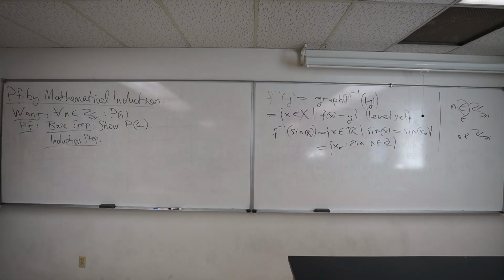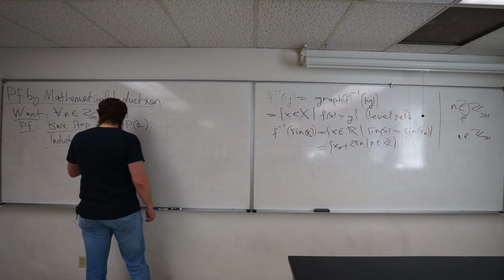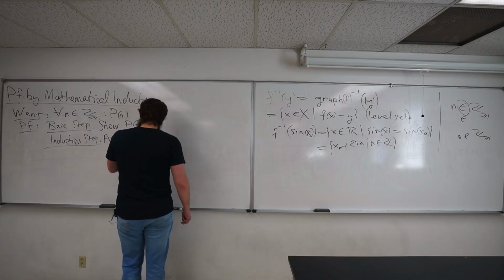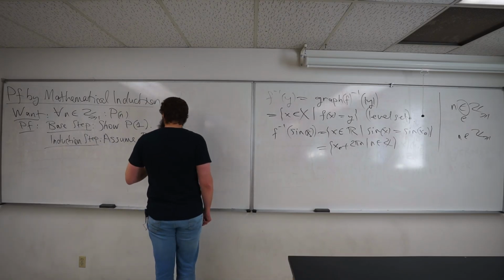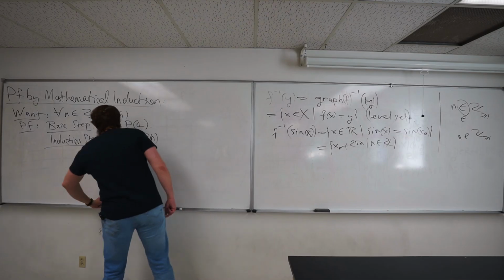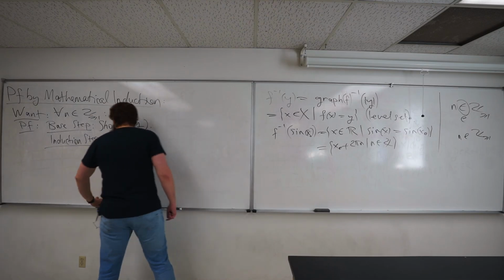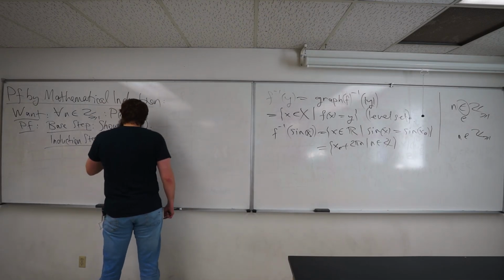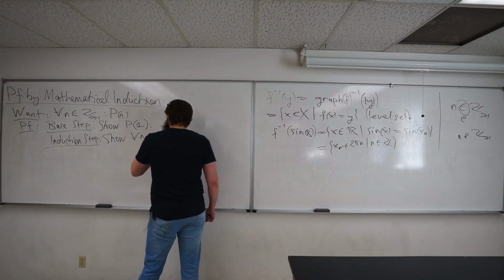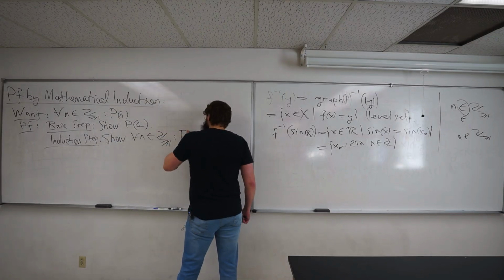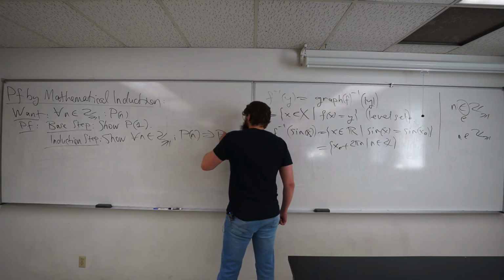Now you assume for some arbitrary n, P of n is correct. Assuming this, you then show that the statement P also holds for the next integer, P of n plus 1. So assume P of n, well, let me say, show for any integer n, P of n implies P of n plus 1.